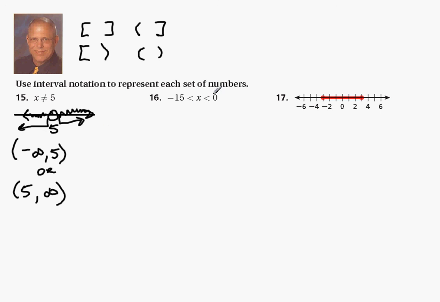Now here I have x, and x being all real numbers, we're assuming, the set of all real numbers. Actually, if I was to use set builder notation, it would go like this: the set of all real numbers x such that x is less than 0 and greater than negative 15. That would be the total set builder notation.